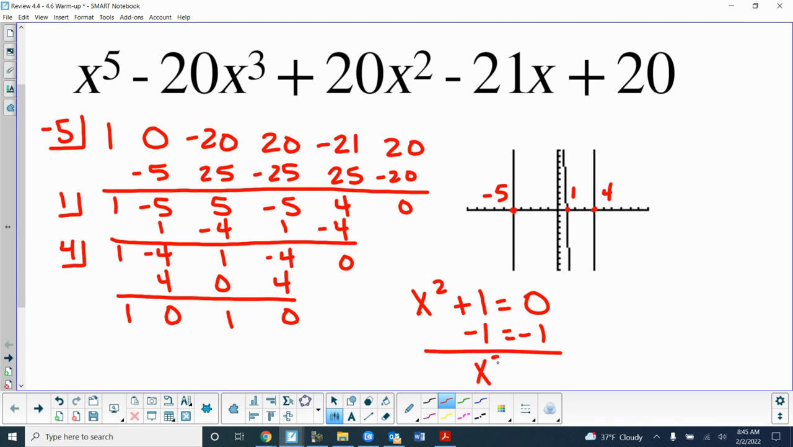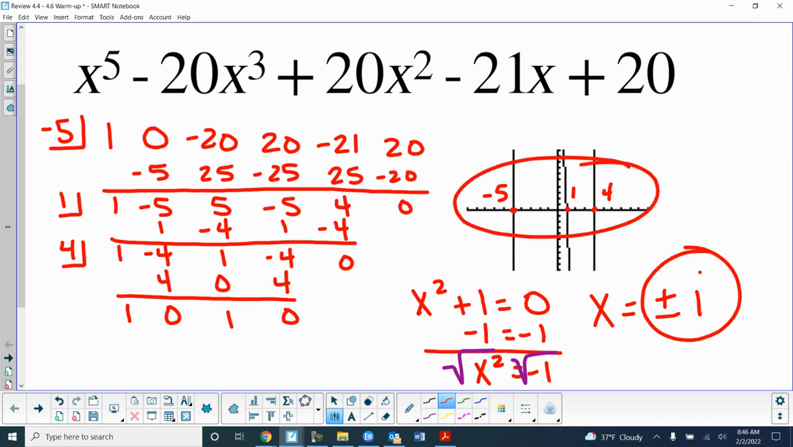And what is the square root of -1? I, right. And remember, when we do this method, our answer has a plus or minus symbol in front, right? So there's our other two zeros, positive i and negative i. Okay, so these two and those 3 are the 5 zeros. Okay? Questions?